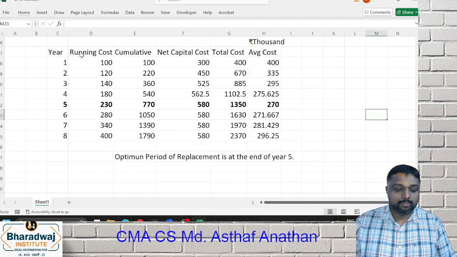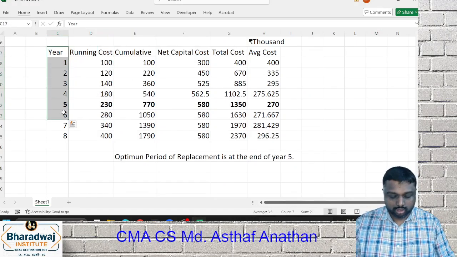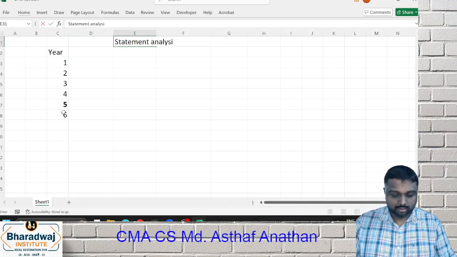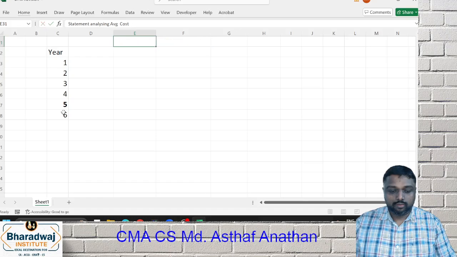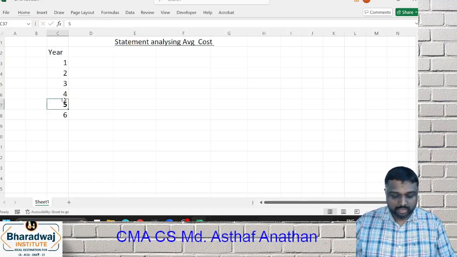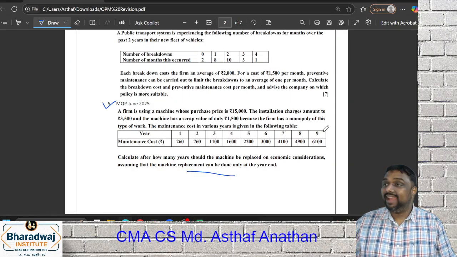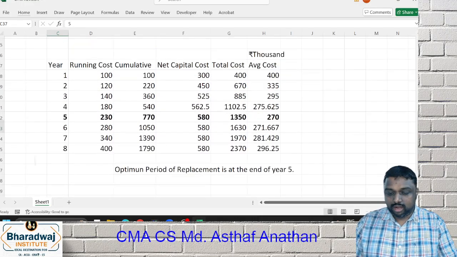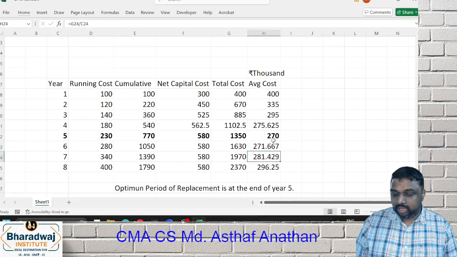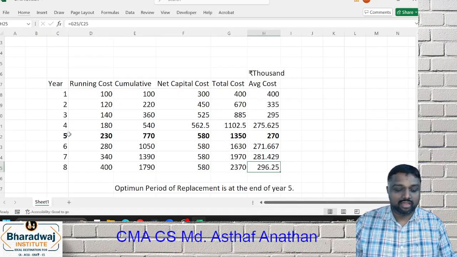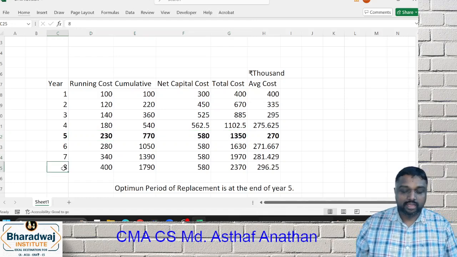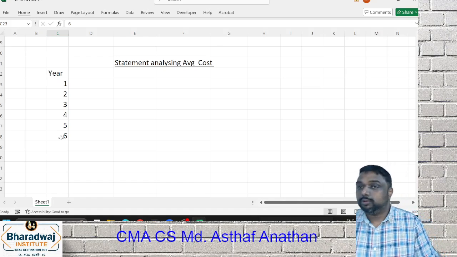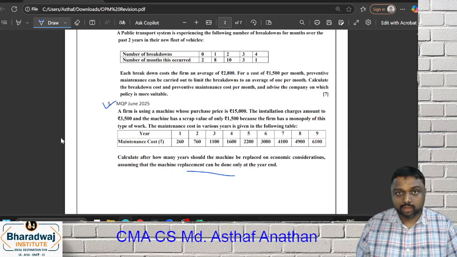We can do this. For this type of question, we have learned one small shortcut concept. See, though the question has 9 years, we don't want to do all the years. The reason is, as you saw in the previous question, once the cost comes down, then it will keep on increasing. The answer is 5 years, so whether you work out 7 or 8 years, the answer will remain 5. For time-saving purposes, we are doing only up to 6 years. If required, we will do the balance.